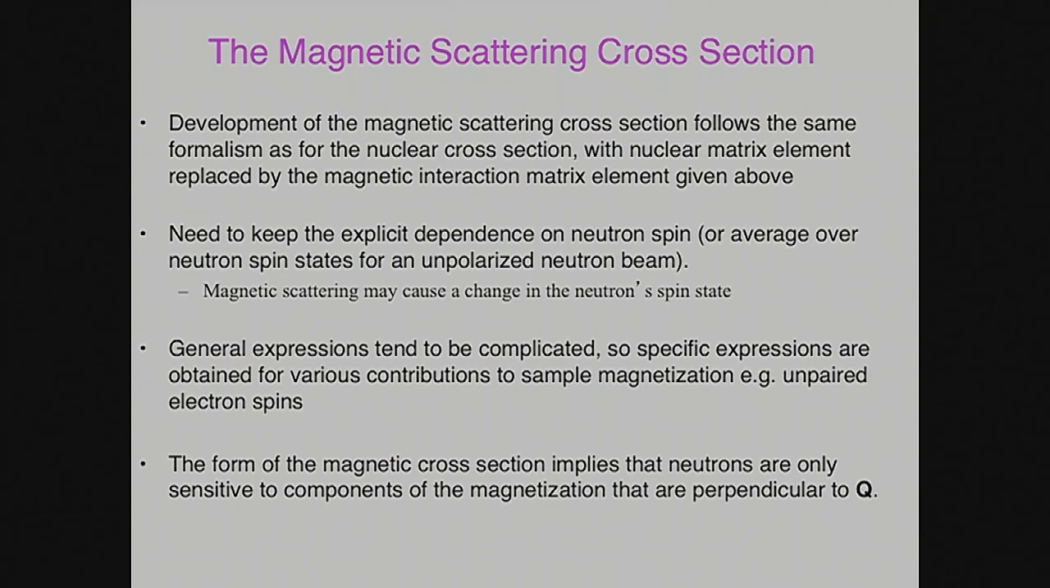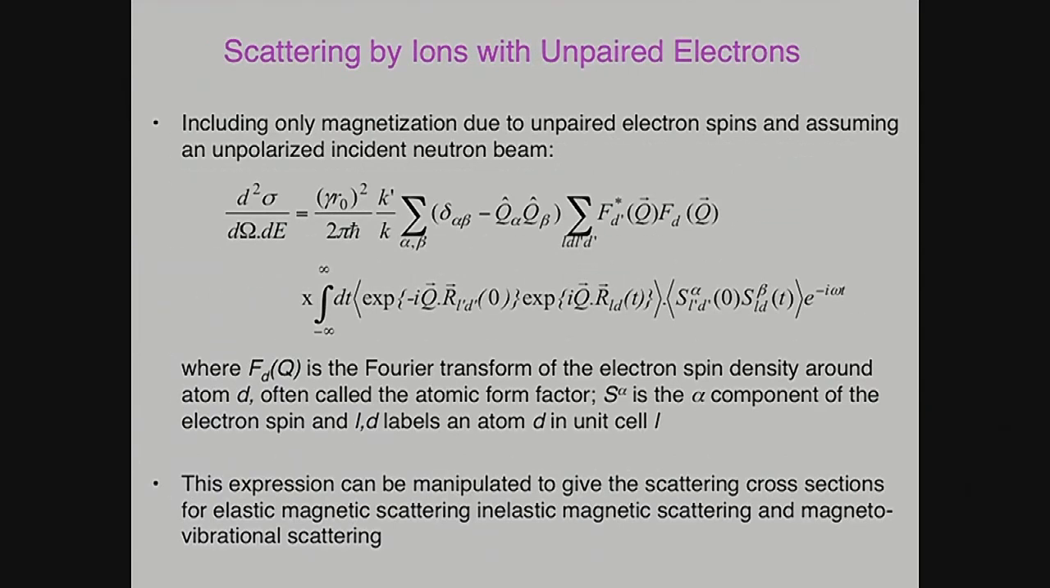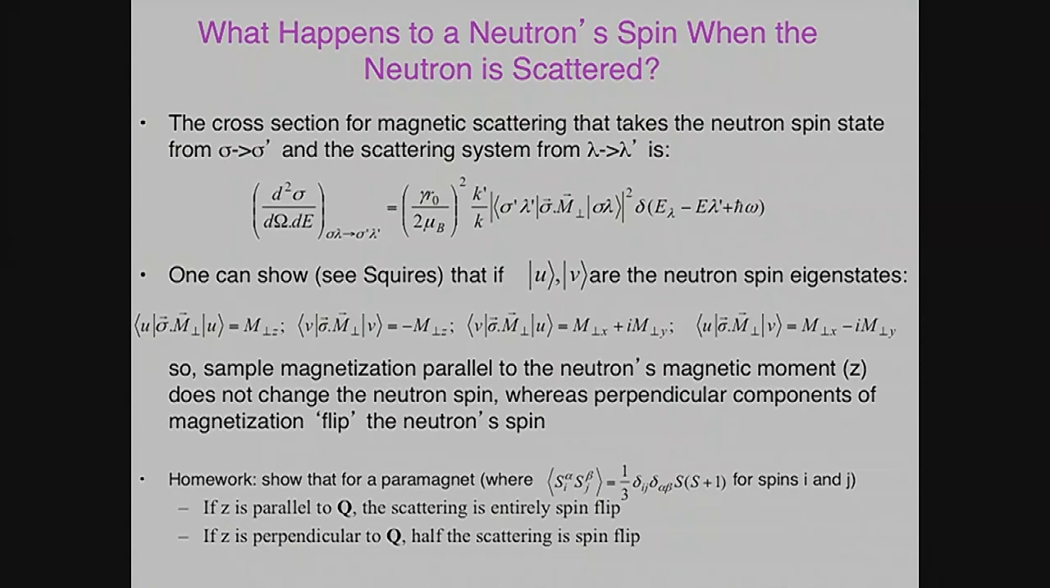There's some math derivation if you care. Basically the cross section for magnetic scattering is very similar to the one for nuclear scattering, except that you have different B's, different scattering lengths. But apart from that, and apart from this piece about only the magnetization perpendicular to the Q vector counting, the expression is essentially exactly the same.